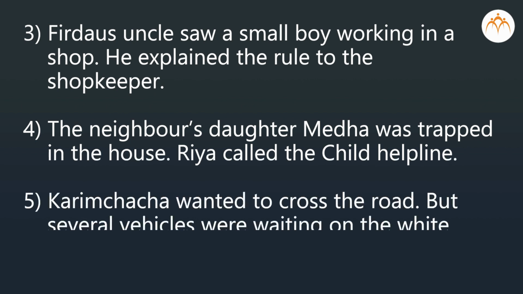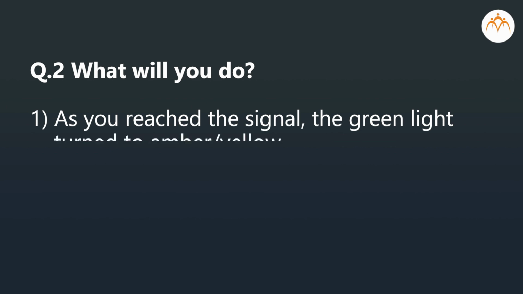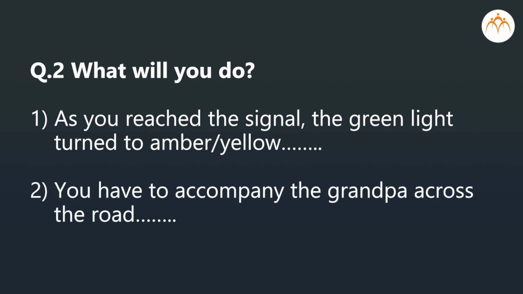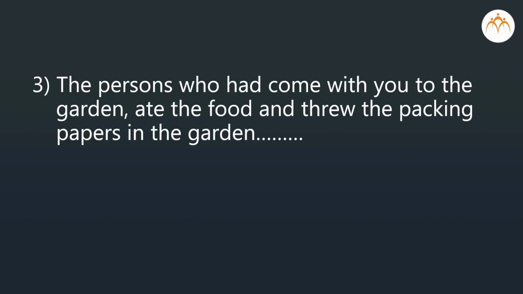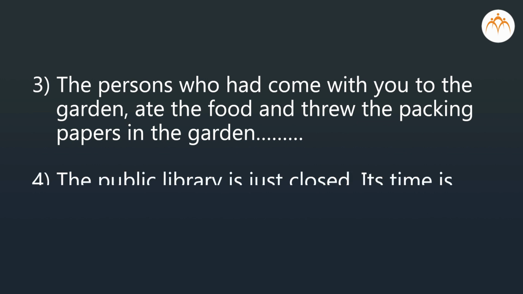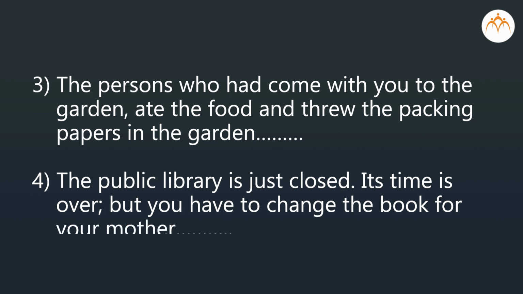Kareem Chacha wanted to cross the road, but several vehicles were waiting on the white stripes. What will you do? As you reached the signal, the green light turned to amber or yellow. What will you do? You have to accompany the grandpa across the road. What will you do? The persons who had come with you to the garden ate the food and threw the packing papers in the garden. What will you do? The public library is just closed. Its time is over, but you have to change the book for your mother. What will you do?